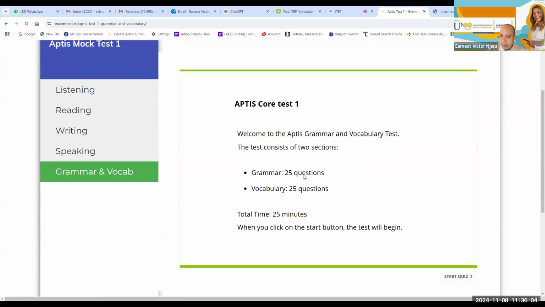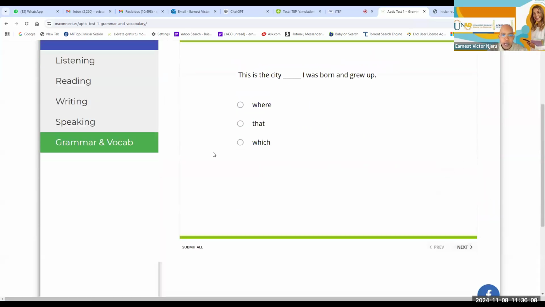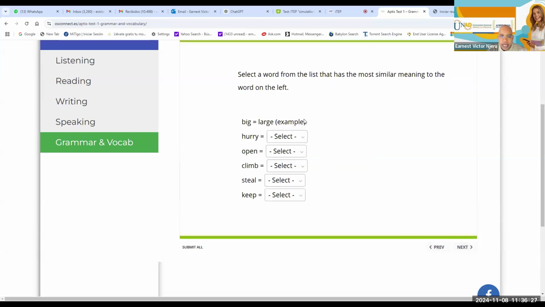It has 25 grammar questions and 25 that are vocabulary. So once we start here, we are going to find that it is a very simple thing, past 1. This is a city where I was born, for instance. You go next, okay? So you continue until you come to the second part here. You come to the second part and you see now these ones. They ask questions about the similarities.